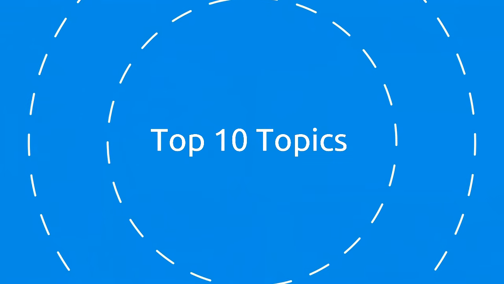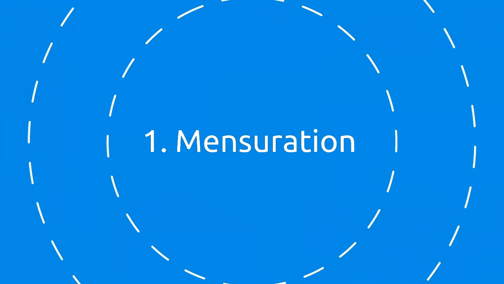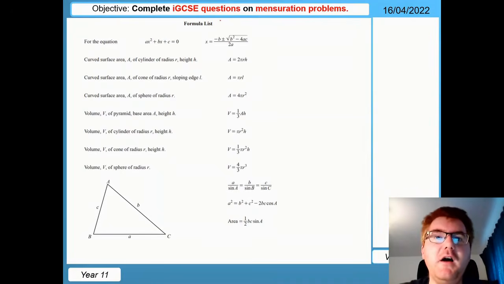So I'm going to go through my top 10 topics that appear the most often on the paper 4 and then make sure to go through a few questions to make sure we're happy with those particular topics. Right, let's get started. Make sure you have your formula list handy. We are going to refer to that as we go along.